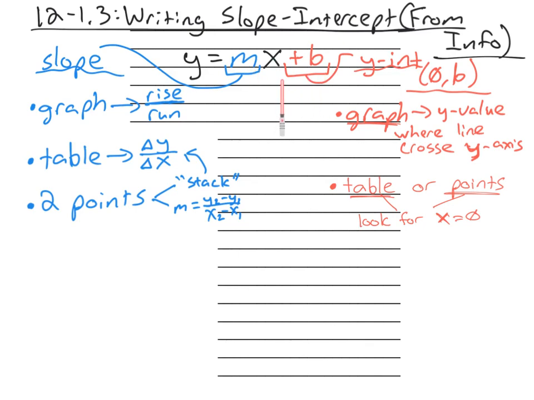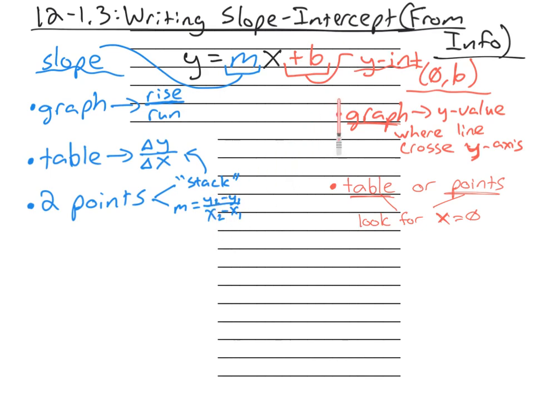a line. So slope can come from a graph, rise over run. It can come from a table, your delta y, your change of y over change of x. You can also get slope from 2 points. You can either use the stack and then use delta, or use the old slope formula.